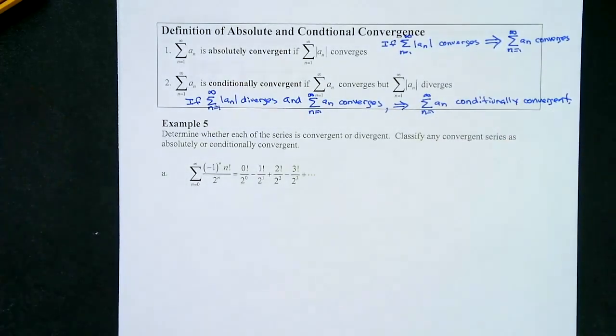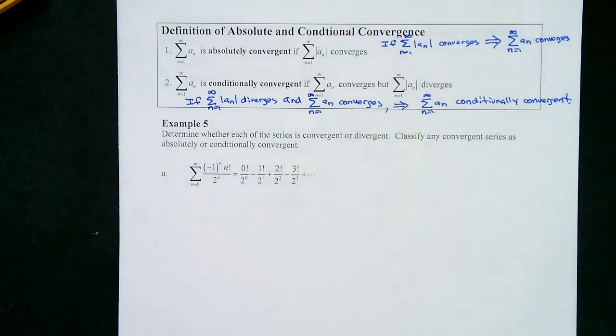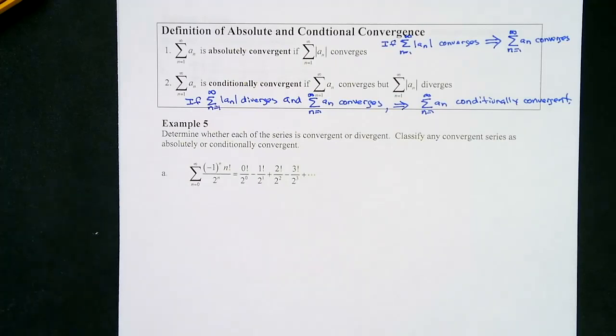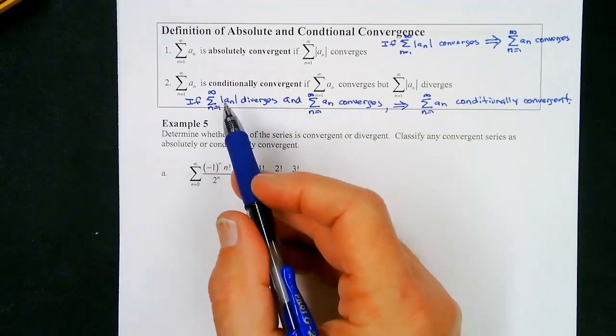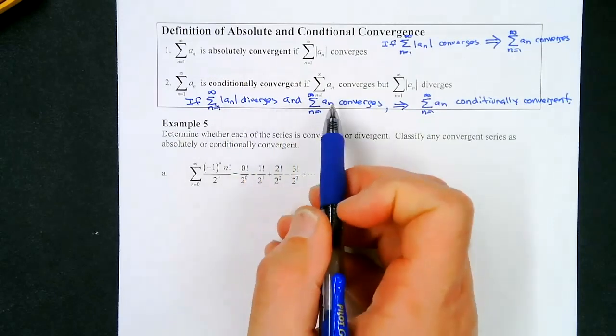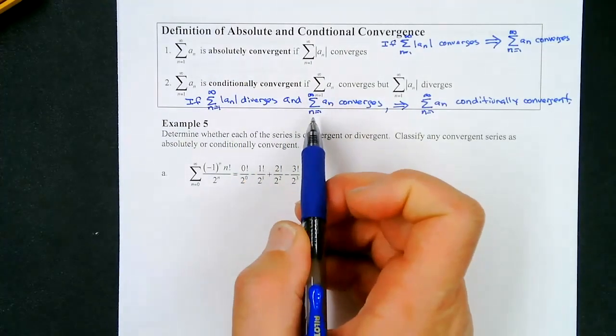Okay, so next what I want to do is look at some of these problems and determine if it converges or diverges, and then classify it as either absolutely convergent or conditionally convergent. Absolutely convergent is if the absolute value converges, we know the series converges. But if the absolute value diverges, then a sub n could still converge. The absolute value of the series doesn't necessarily do the same thing as the series.